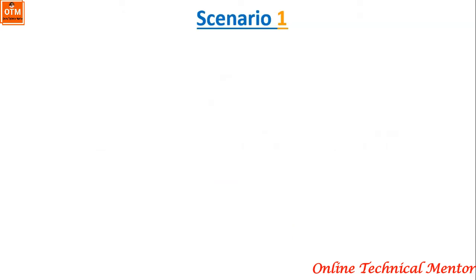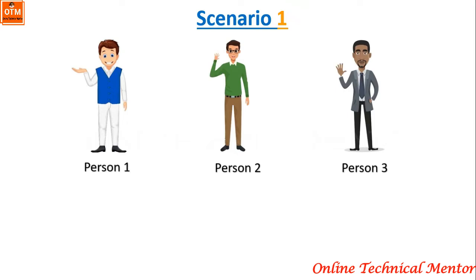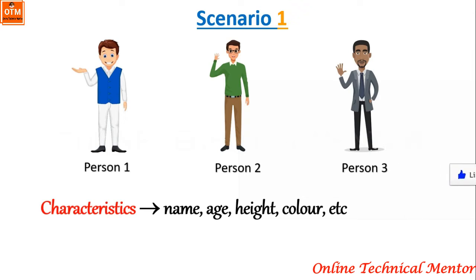Here is scenario 1. Suppose there are three persons, person 1, person 2 and person 3. All these three persons are distinguished by their characteristics like name, age, height, skin color, etc. That means characteristics distinguish a person. One person is different from another person by their unique characteristics.